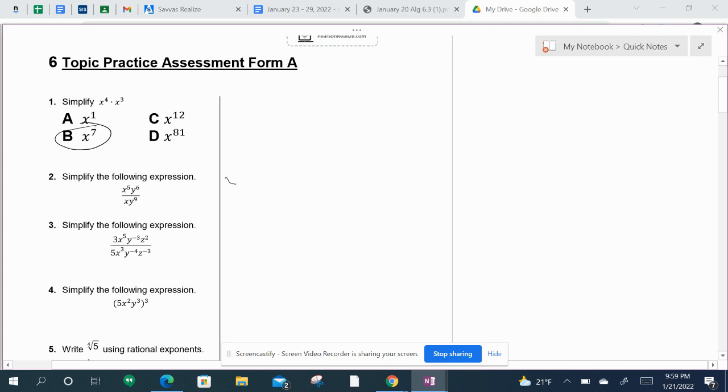When I think about that, I think about 5 x's up on top, and then I think about 1 x on the bottom. When I cancel out, I'm left with x to the fourth up on top. Y's, I think about 6 y's on top and 9 y's on the bottom. If I go to cancel things out there, I'm going to be left with 3 y's on the bottom. And so I'm left with my answer of x to the fourth divided by y to the third.